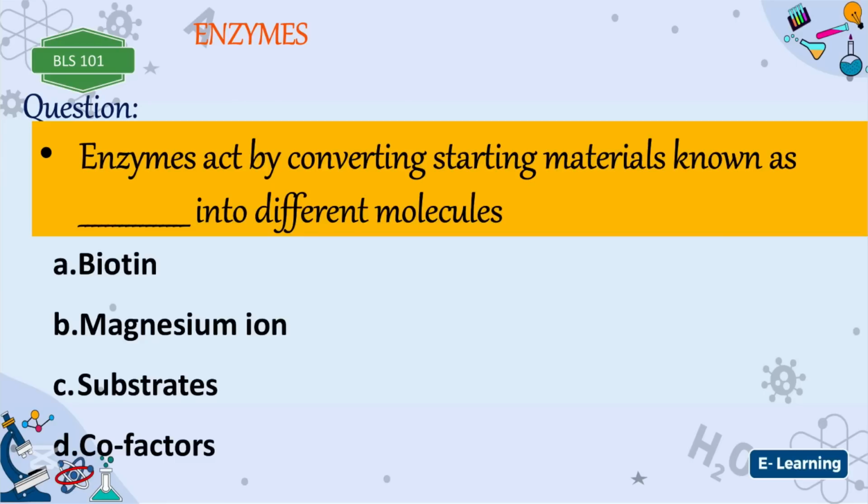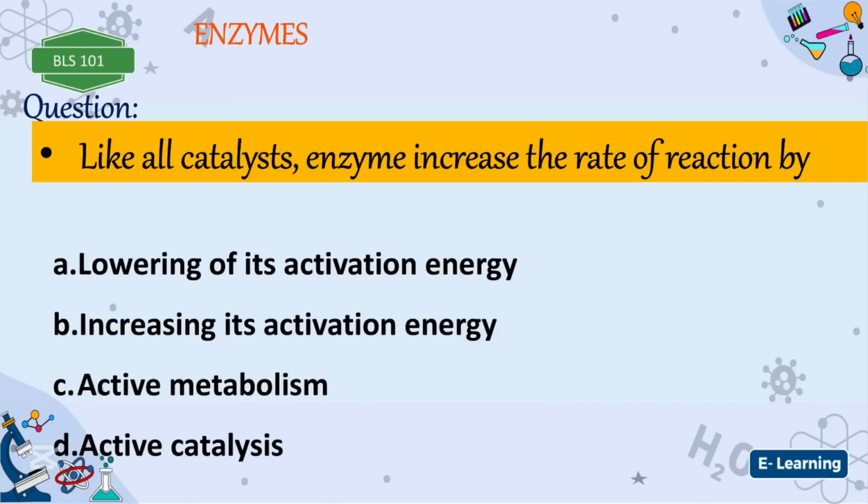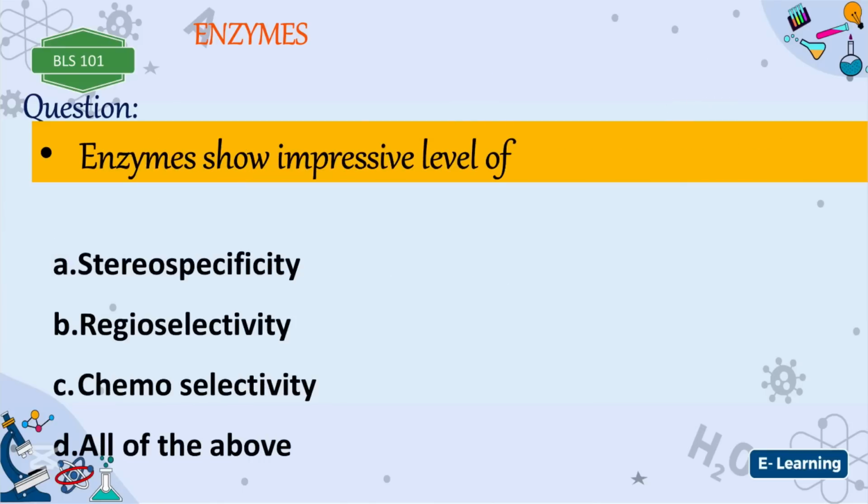Enzymes act by converting starting material, known as substrate, into different molecules. Is that okay? Then the next one: like all catalysts, enzymes increase the rate of reaction by lowering its activation energy. I've explained that before. All right, it is like when I say lower the cutoff from 250 to 100, and everybody rushes into the university. Is that okay? Then the next one.